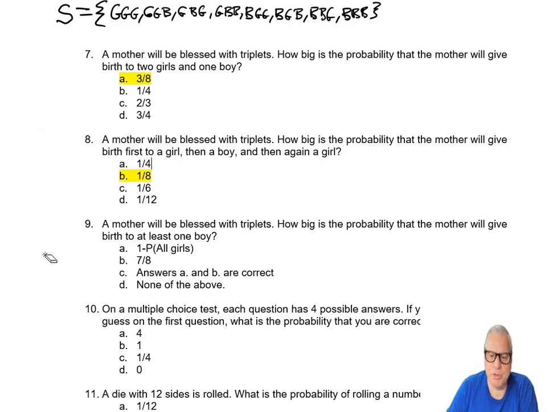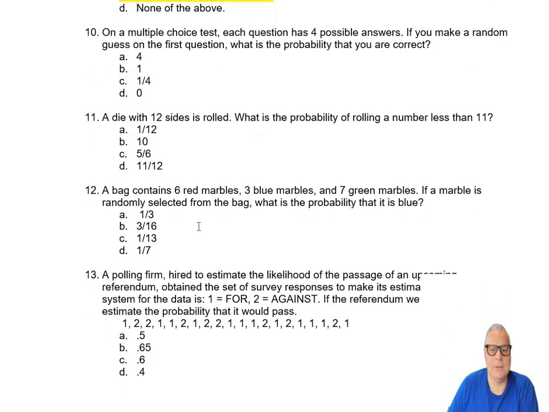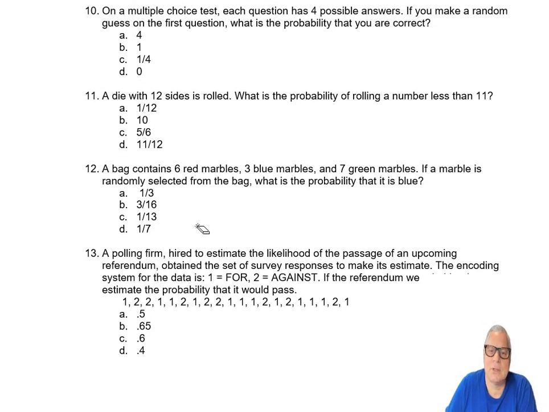A mother will be blessed with triplets. How big is the probability that a mother will give birth to at least one boy? That is 1 minus the probability all girls, right? Because if I subtract girls, girls, girls, anywhere else there is at least one boy. And that's 7 over 8, so both answers A and B are correct. Okay, on a multiple choice test, each question has 4 possible answers. If you make a random guess on the first question, what's the probability that you are correct? Well, that's 1 over 4.